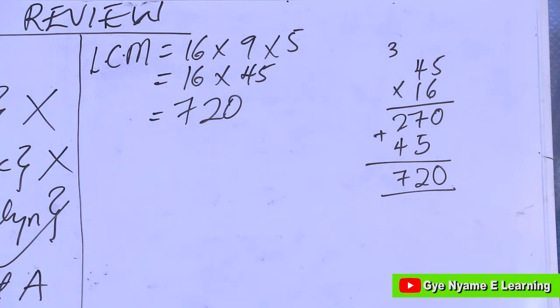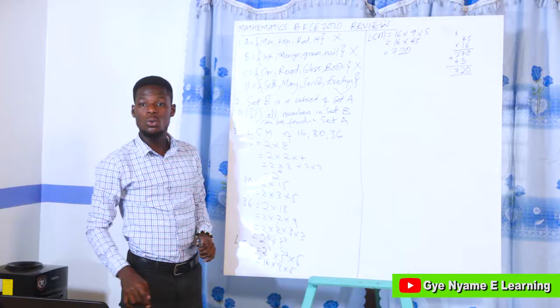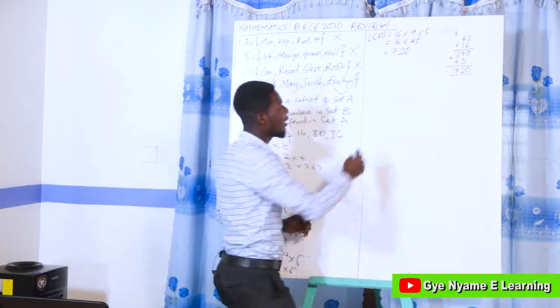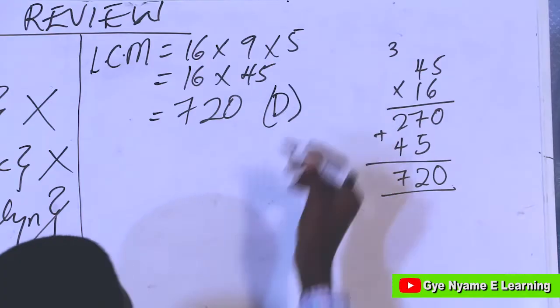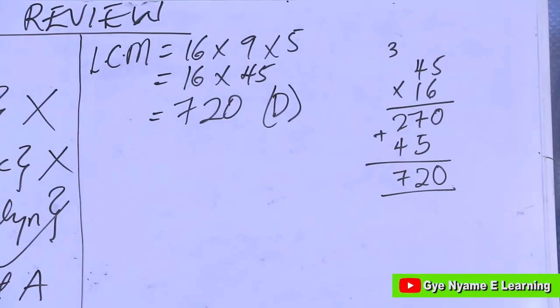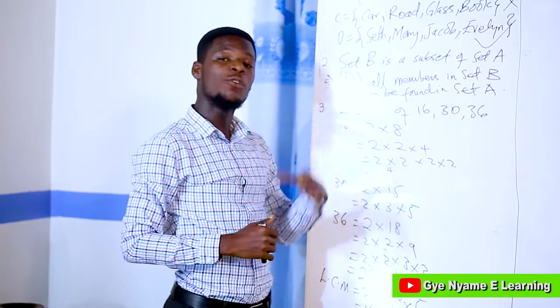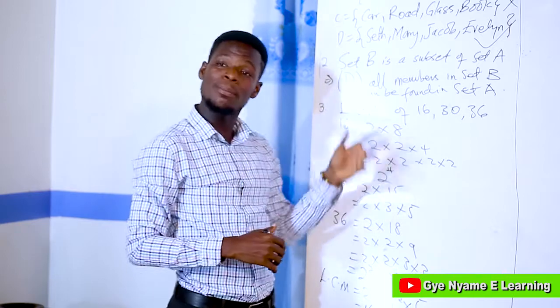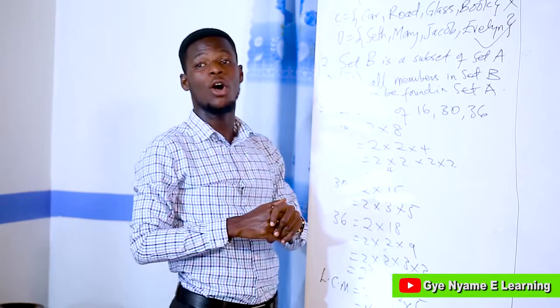So we check through the options. A is 3. B is 6. C is 240. D is 720, which means that our correct answer is option D, 720. All right, so this is how you find the LCM using product of primes. I believe this is the shortest method, especially when dealing with objectives.